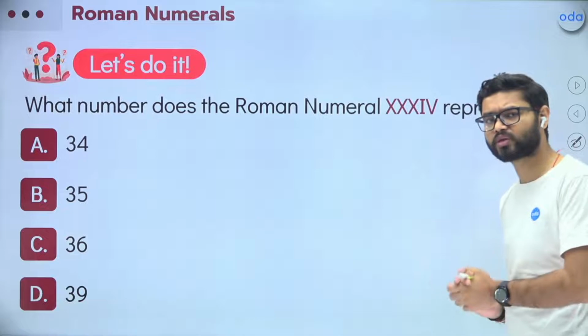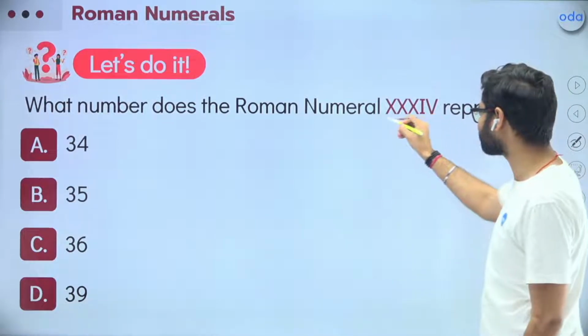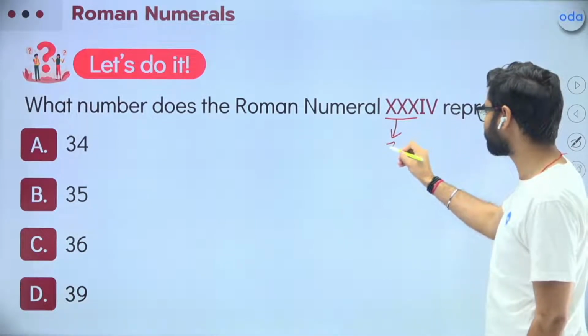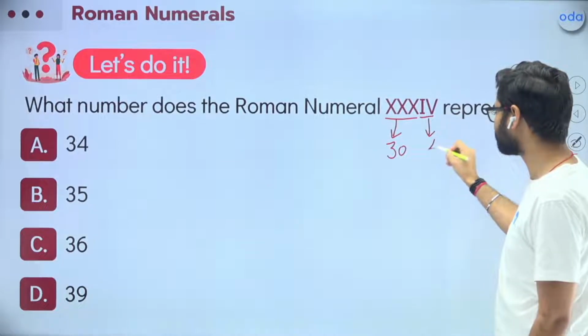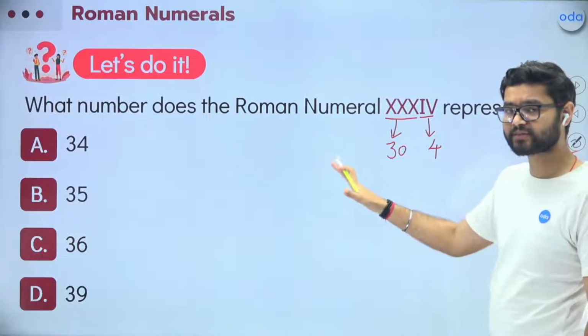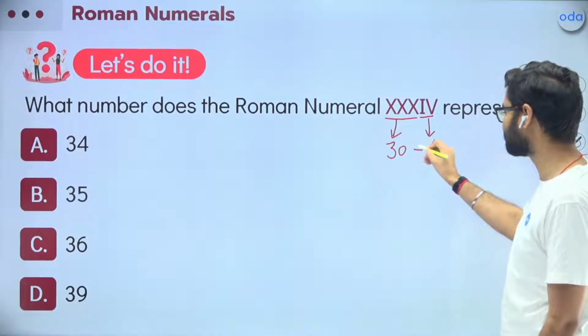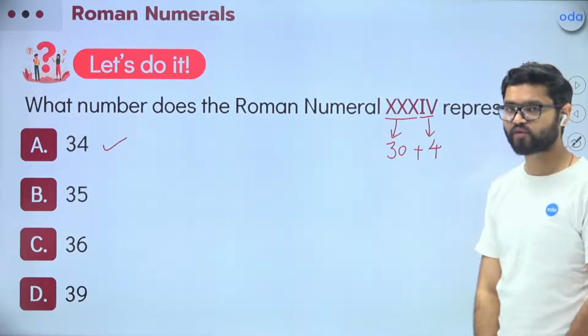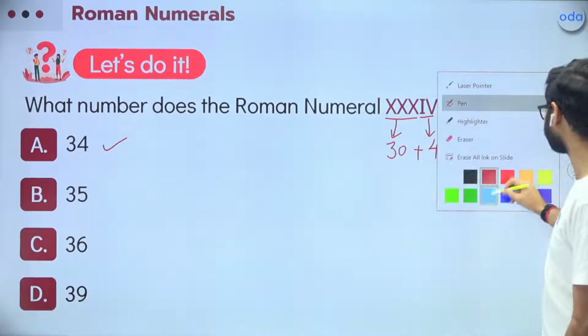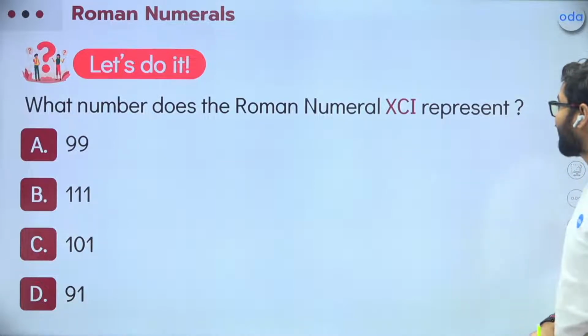Let's try to break down the number. So what is this XXX? It will be 30. This IV, it will be 4. Perfect. Bigger on the left, smaller on the right, addition. 30 plus 4, 34.